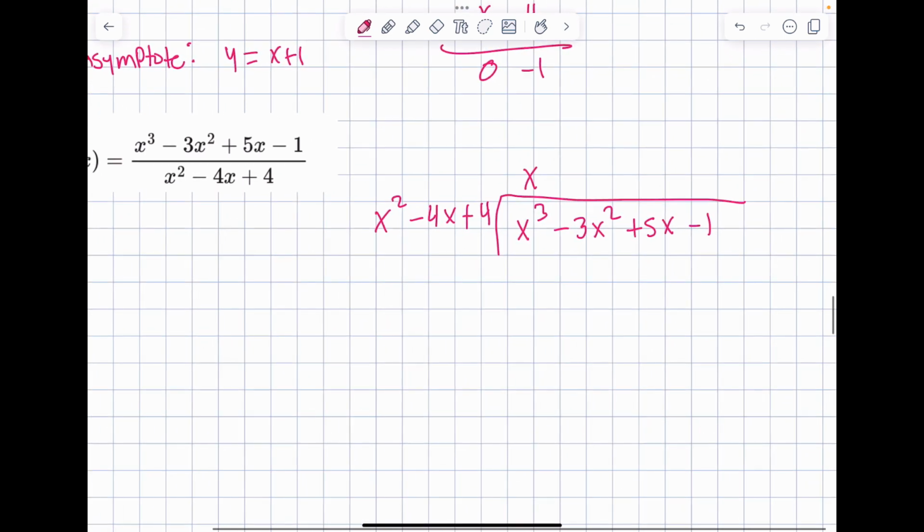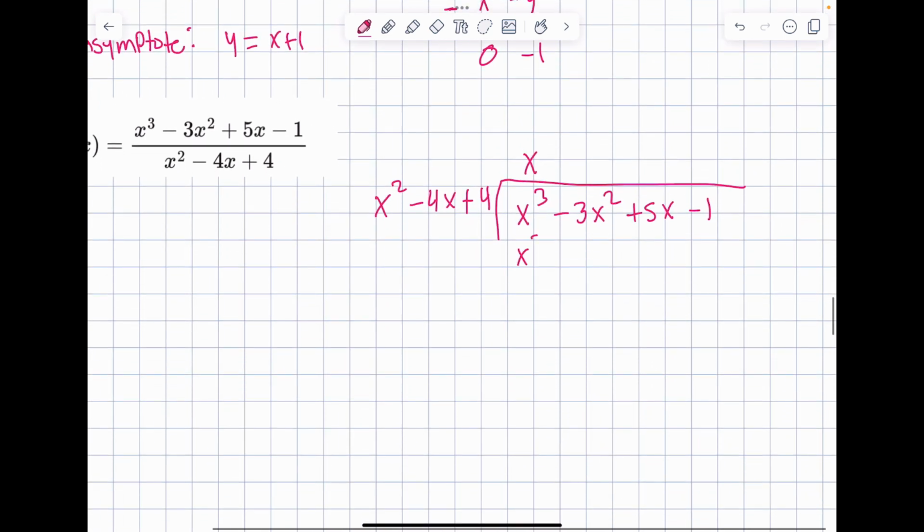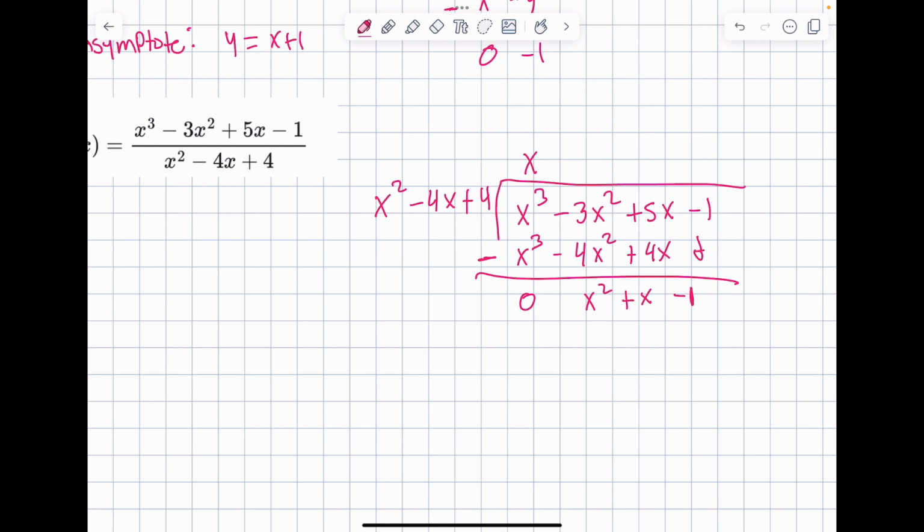We have x, and then we multiply it out, so we get x cubed minus 4x squared plus 4x. And here we subtract them, so this is 0. Negative 3 minus negative 4, this becomes a positive x squared, and then 5 minus 4 is plus x. Bring down this negative 1.